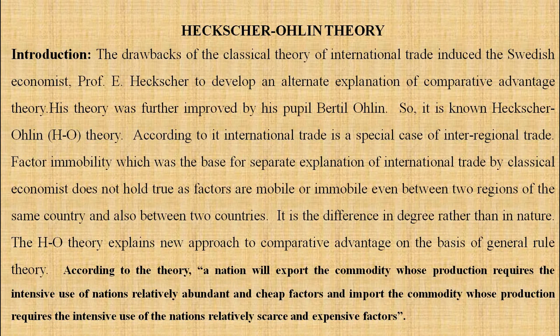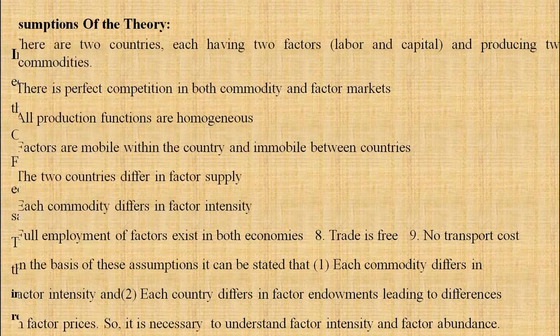According to the theory, a nation will export the commodity whose production requires the intensive use of the nation's relatively abundant and cheap factors, and import the commodity whose production requires intensive use of the nation's relatively scarce and expensive factor. You have to give the same wording over here because that is the core of the theory. Next, we will discuss the assumptions of the theory.